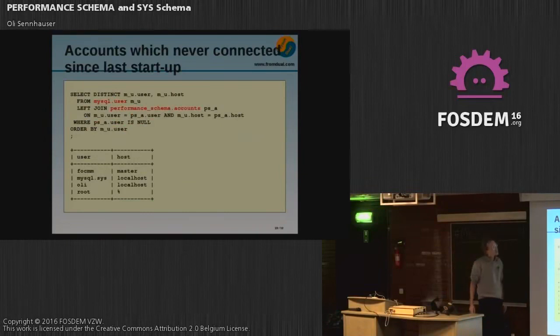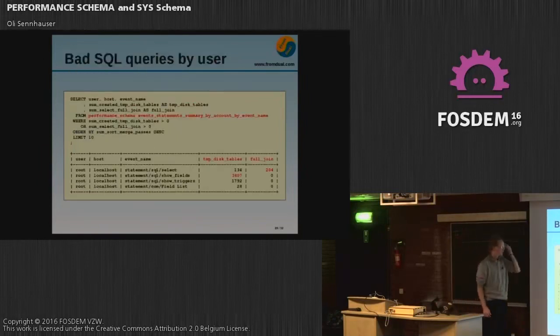Accounts which never connected to the database since last server startup. So if your database was running for 300 days, you can easily see which users never connected to the database and possibly can be cleaned up or dropped. I don't know if you clean up your database from time to time, but if you do, that would be useful information.